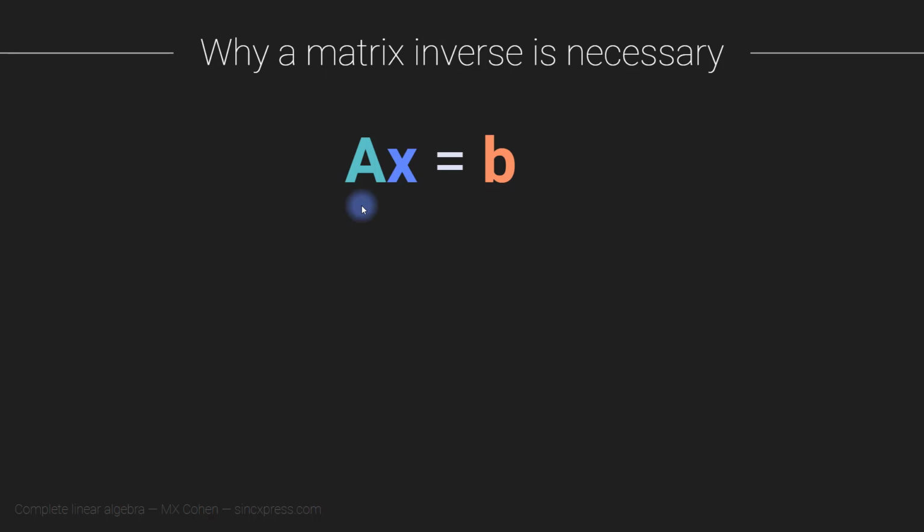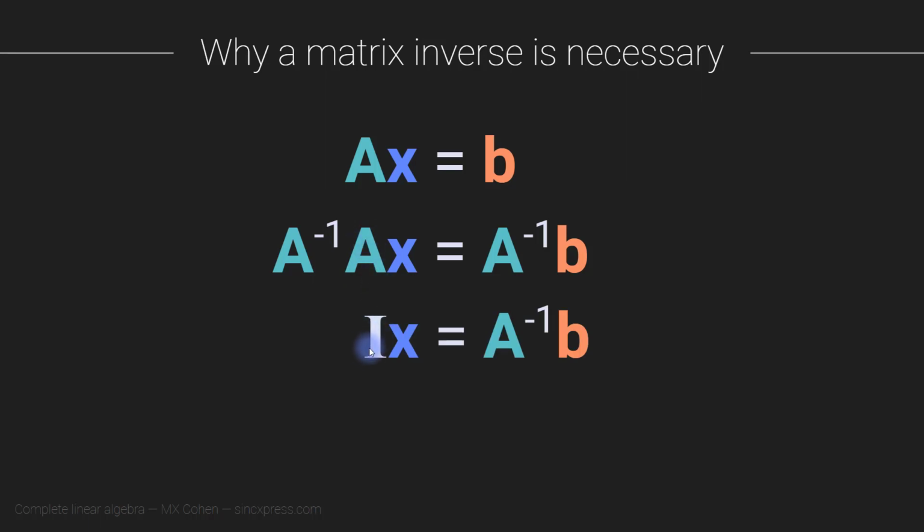But what we can do is left multiply or pre-multiply both sides of this equation by the inverse of A. So then we get something like this. So now here we have A inverse times A. And now it turns out that what is special about A inverse is that it's a matrix that multiplies the original matrix A to produce the identity matrix.